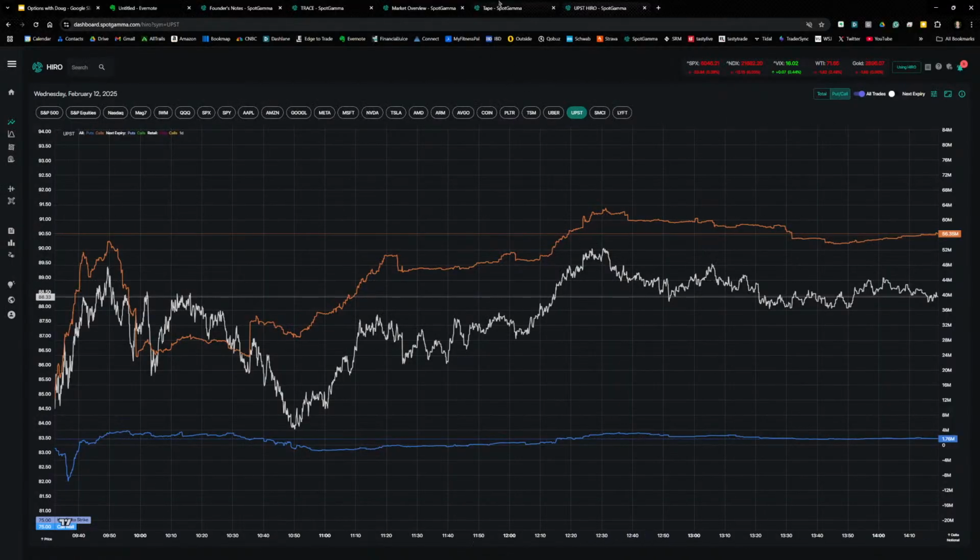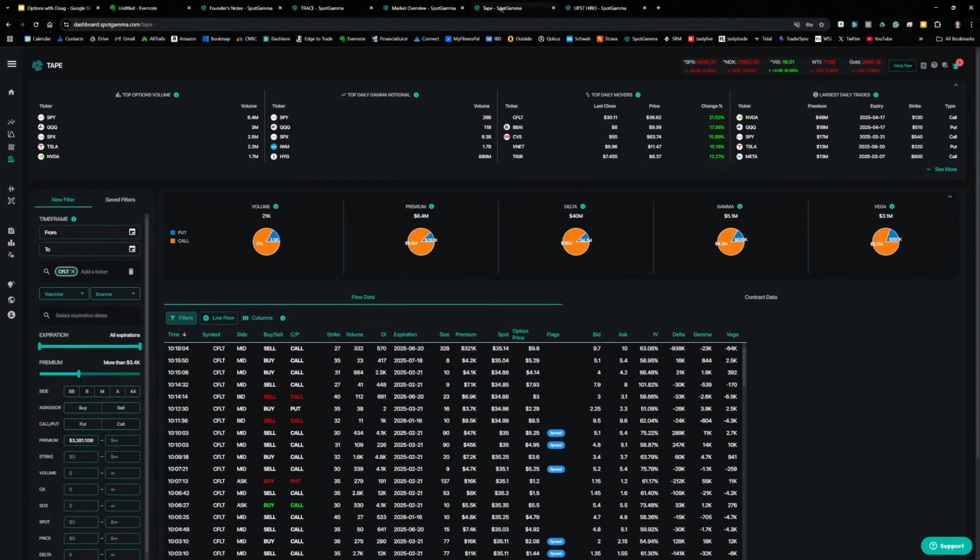And this is Tape. I really haven't shown this before, but this is a fairly new tool available to SpotGamma subscribers. This is kind of like time and sales for options.